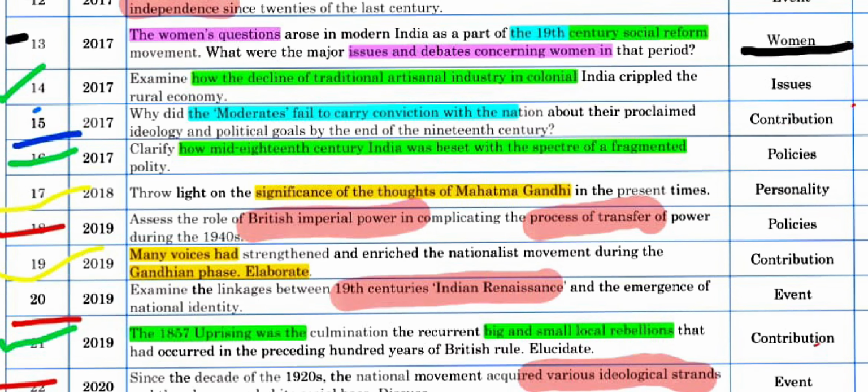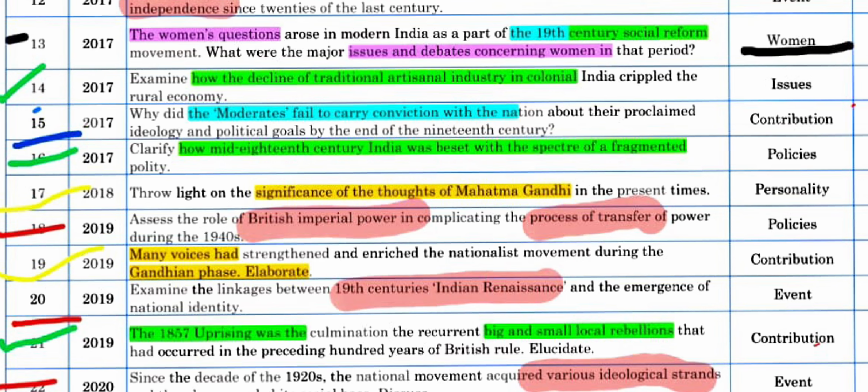Why did the moderates fail to carry conviction with the nation about their proclaimed ideology and political goals by the end of 19th century? So again, they are focusing on moderates, and here the tone of the question is a little bit about why did they fail? Why did they fail to carry conviction with the nation about their proclaimed ideology and political goals? So you have to speak about what went wrong.